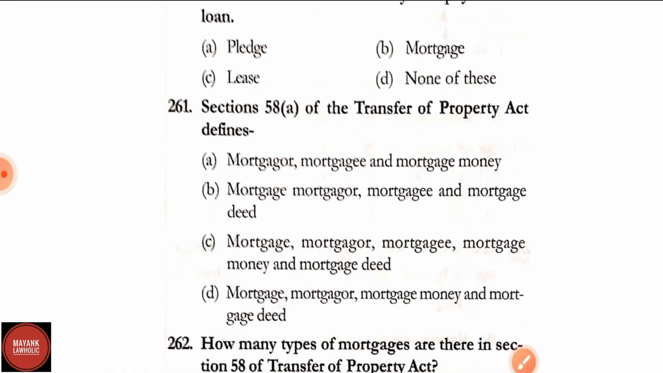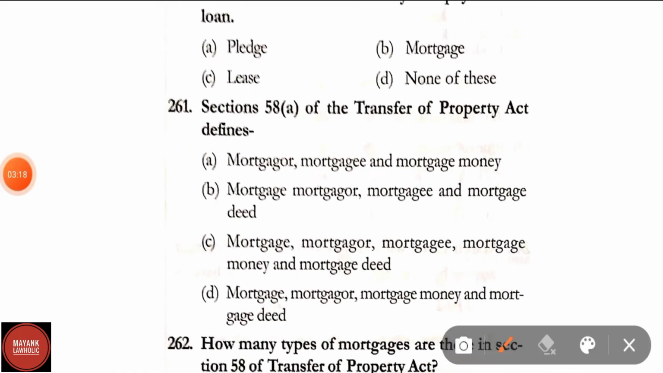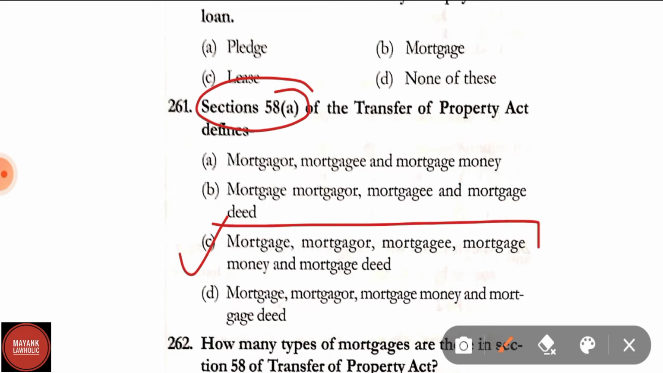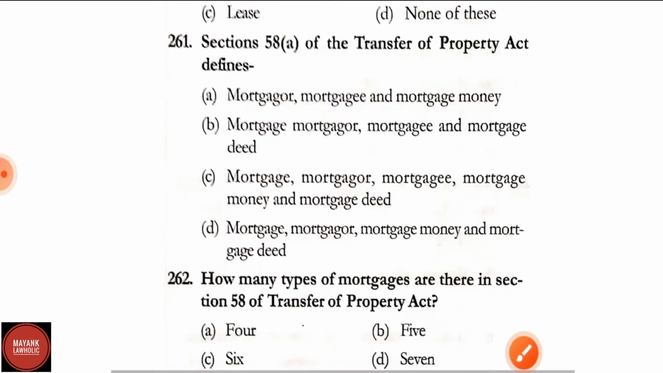Question number 261. Section 58 clause A of TPA defines mortgagor, mortgagee and mortgage money. Option B, mortgage, mortgagor, mortgagee and mortgage deed. Option C, mortgage, mortgagor, mortgagee, mortgage money and mortgage deed. Option D, mortgage, mortgagor, mortgage money and mortgage deed. Correct answer is option C. Under section 58A of TPA, mortgage, mortgagor, mortgagee, mortgage money and mortgage deed are defined.